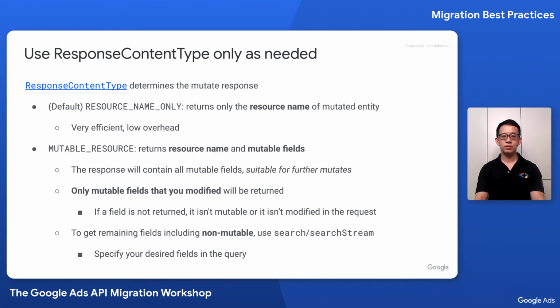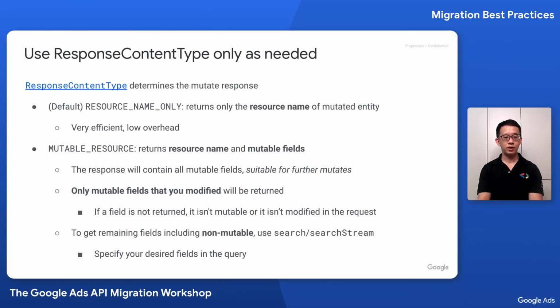Next is about response content type that I already mentioned before. The response content type field determines the mutate response. Again, the default behavior is equal to when you specify the response content type as resource name only. It will return only the resource name of the mutated entity. This is very efficient because it contains very low overhead.